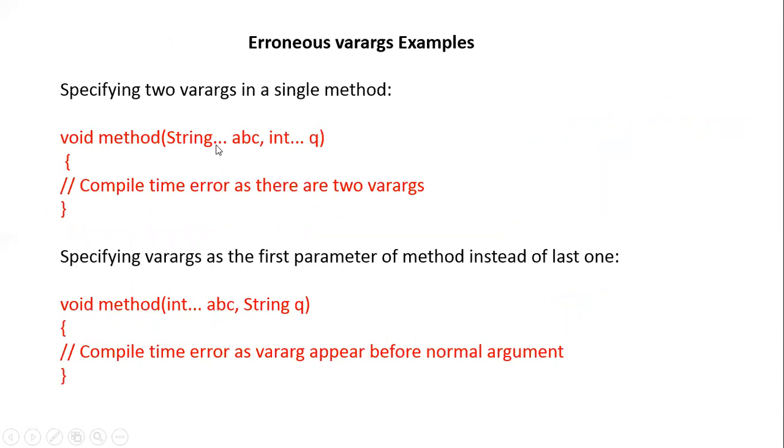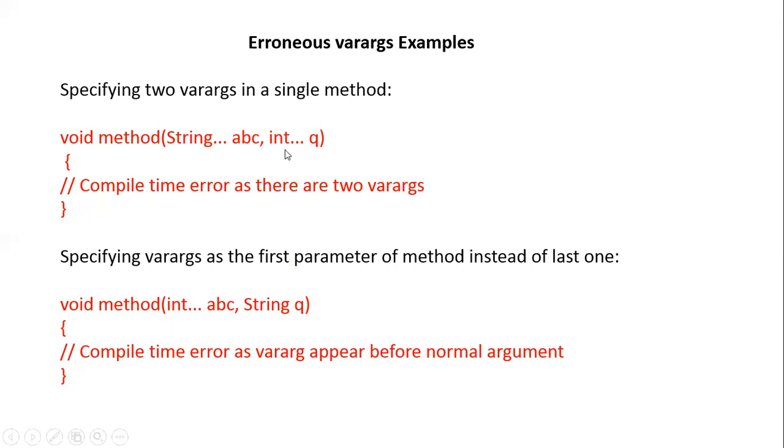First thing is we can use only one variable length argument in a single method. So if we are trying to give two or more variable length arguments in a single method, then it is going to give an error. So here, if we are going to use this technique, it is going to give us an error.